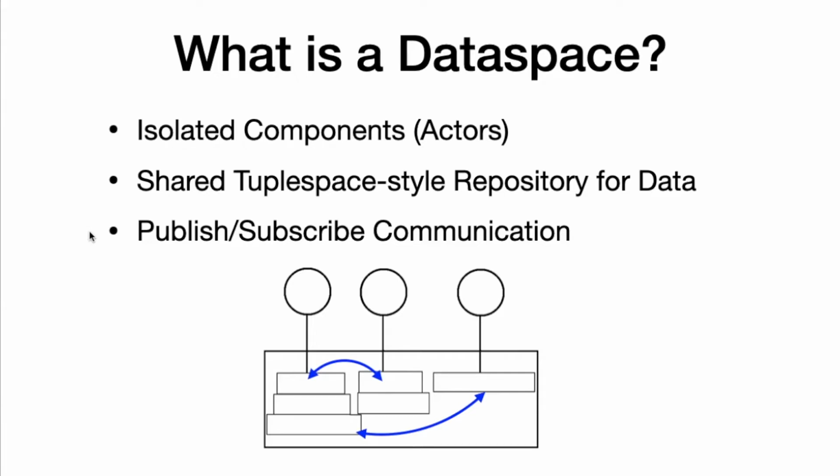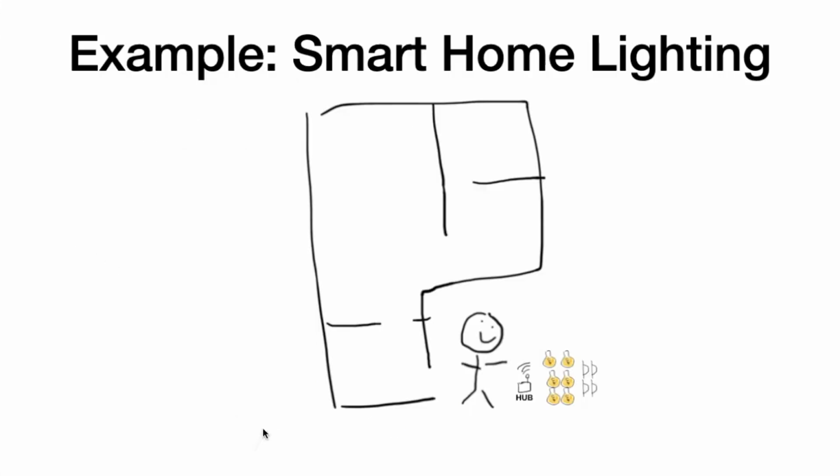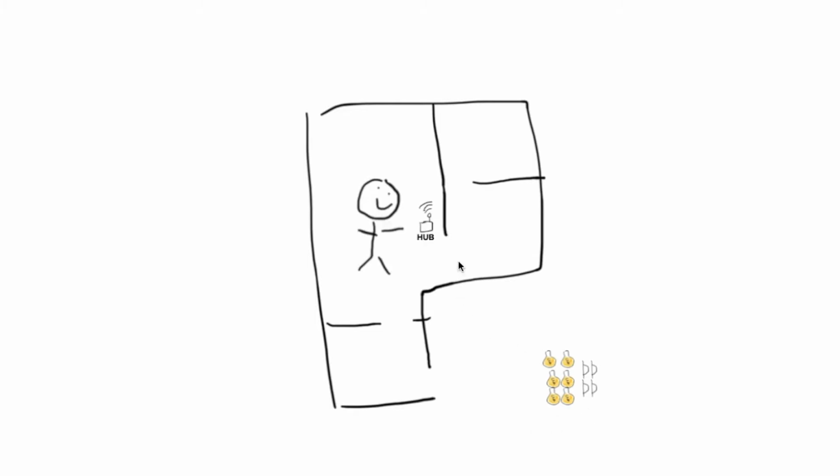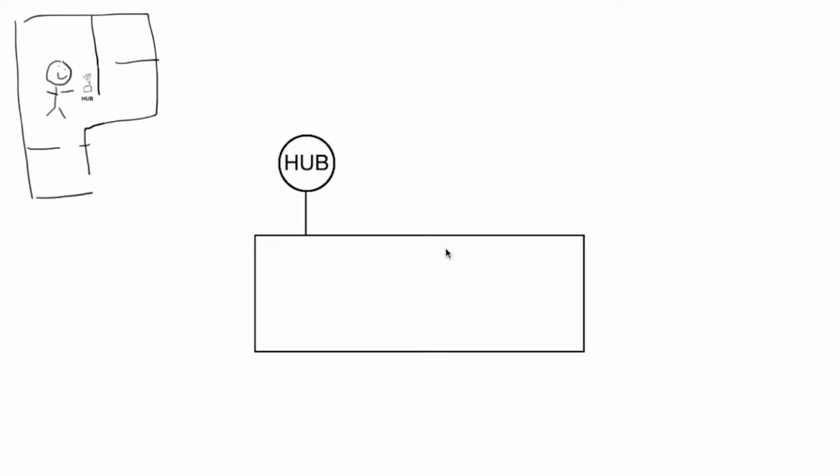with an example. I'm going to imagine setting up a smart home lighting system in my apartment. Here I am with the components I need: a central control hub, networked lights, and presence sensors. The first thing I do is plug in the controller, which has a dataspace program running inside it. Here's a graphical depiction of that program. At the moment, there's a single actor representing the control system itself.